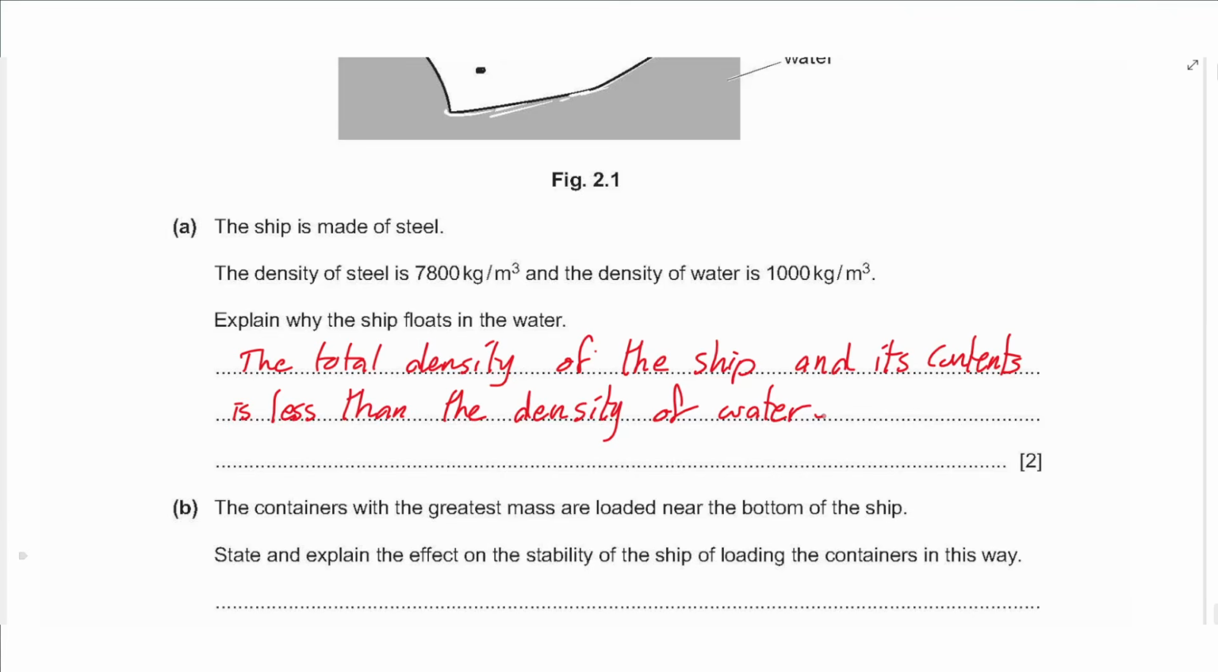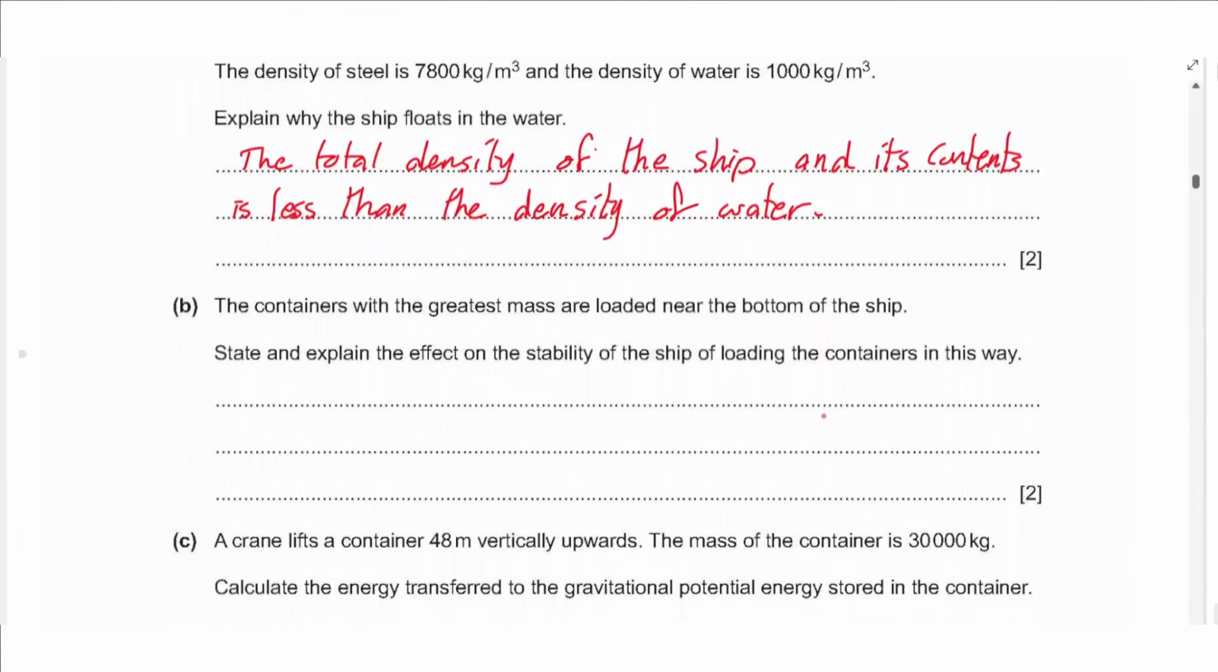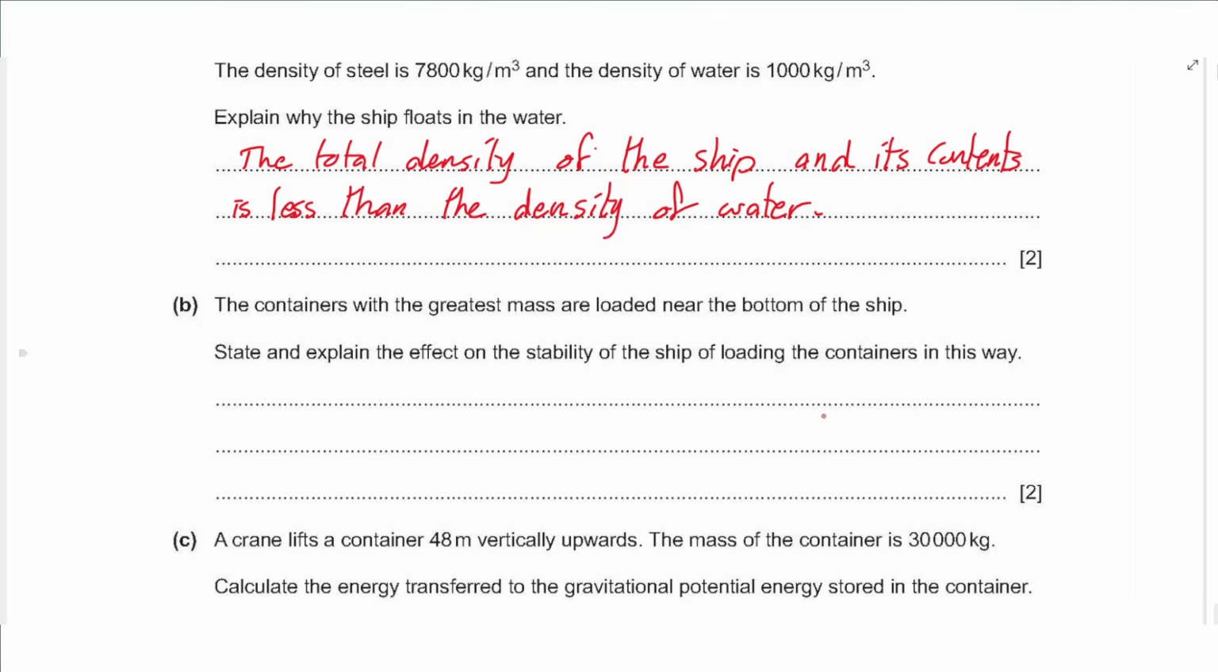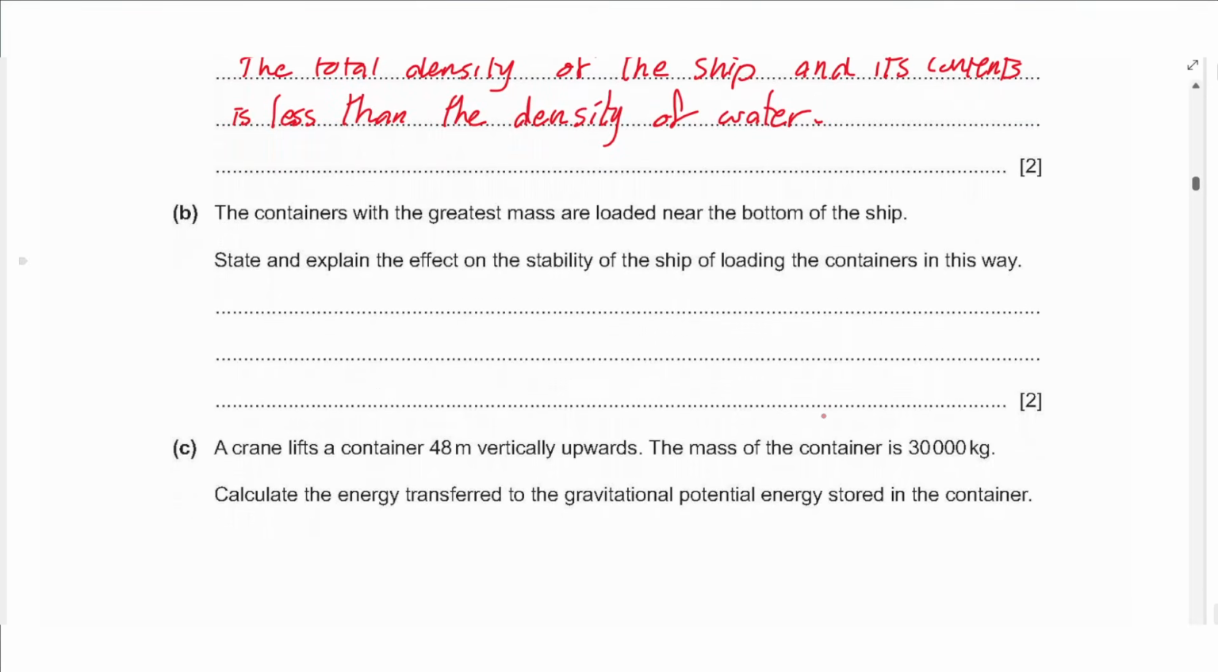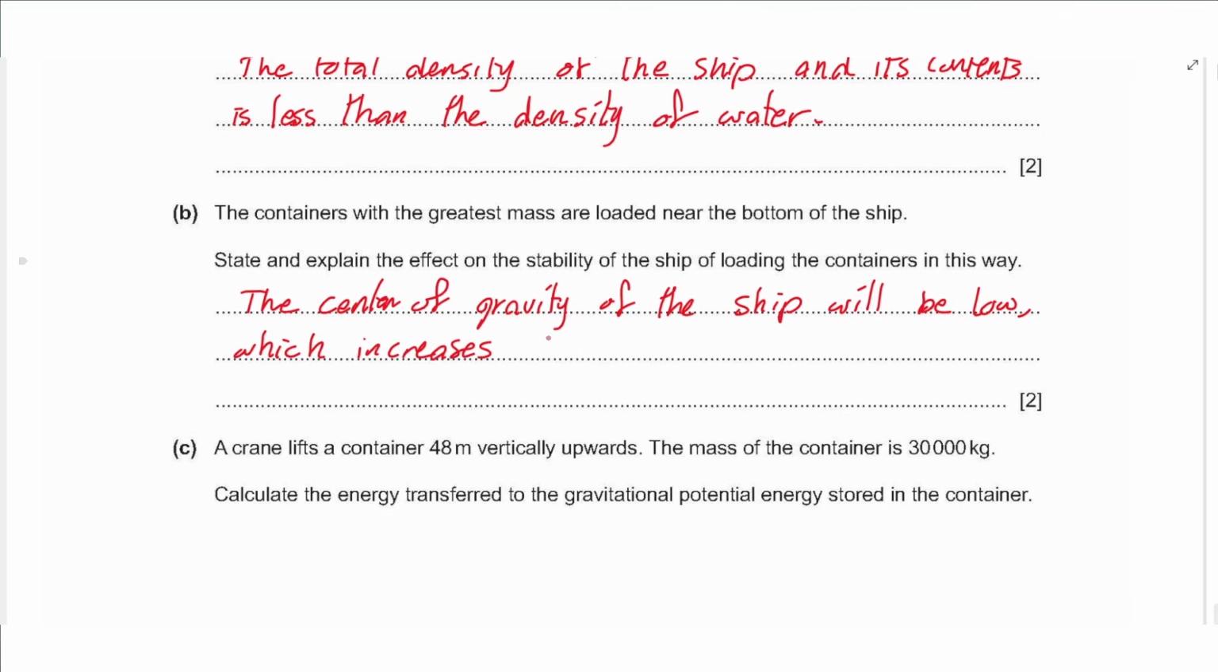Right. Question B says the containers with the greatest mass are loaded near the bottom of the ship. State and explain the effect on the stability of the ship of loading the containers in this way. The heavier ones at the bottom and the lighter ones at the top. This will cause the center of gravity or the center of mass of the ship to be lower, which makes it more stable. So that's what we're going to write. The center of gravity of the ship will be low, which increases stability.